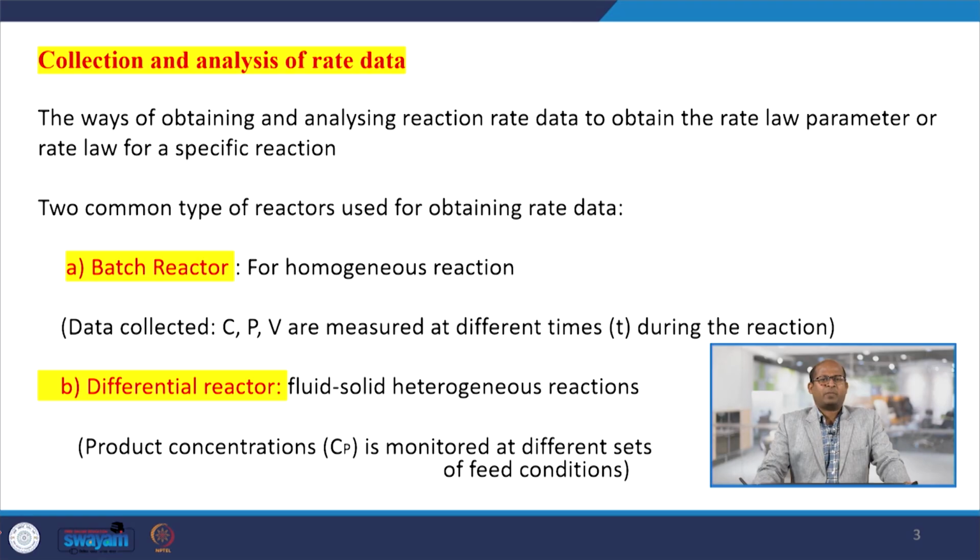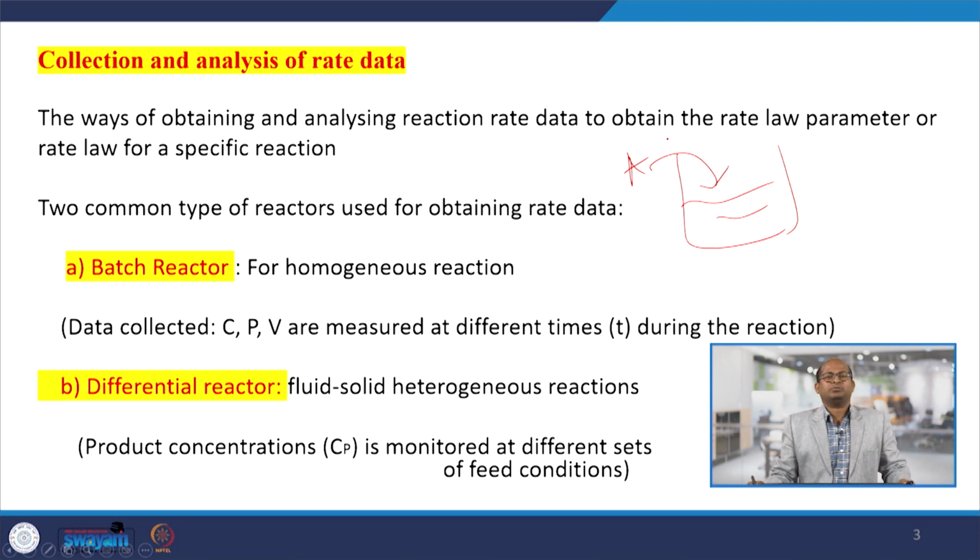Now, in general the rate equations we usually express for simple batch reactors or differential reactors as minus dCA by dt equals minus rA. That way we usually write the rate, whenever we conduct reactions in a batch reactor. So, let us say we have a batch reactor. Here we can charge a reactant, and let us say the initial concentration of A is CA0.